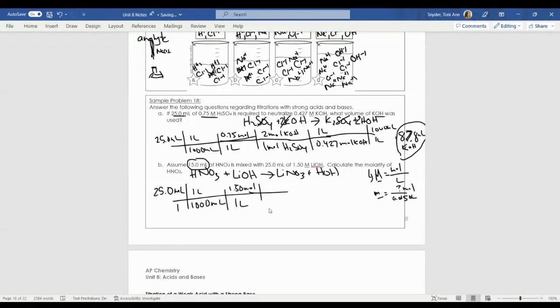Now let's figure out, using our mole ratio, how many moles of nitric acid are going to react with that, because according to my mole ratio, 1 mole of lithium hydroxide reacts with 1 mole of nitric acid. And this will give you a value of 0.0375 moles of nitric acid. And now you have that top numerator in that molarity equation.